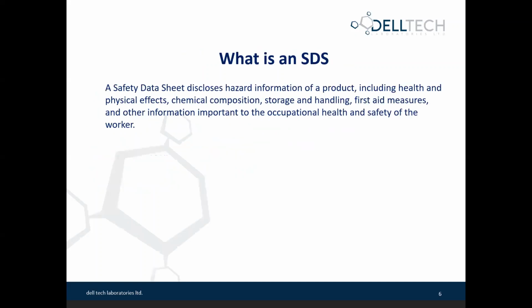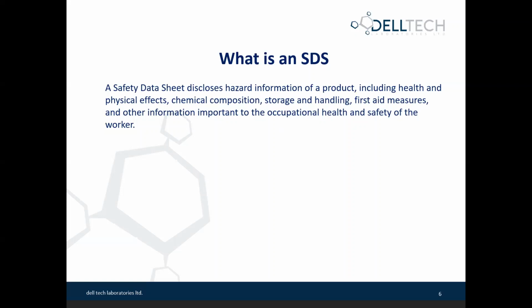Thanks, Kirsten. An SDS, or safety data sheet, is a document that discloses hazardous information about a chemical product. The information relates to health and physical effects. For example, is a product corrosive? Is it flammable? Is it toxic? The chemical composition of the product, first aid measures, how the product should be stored and handled, exposure values of the hazardous chemicals, basically information that's important to occupational health and safety.